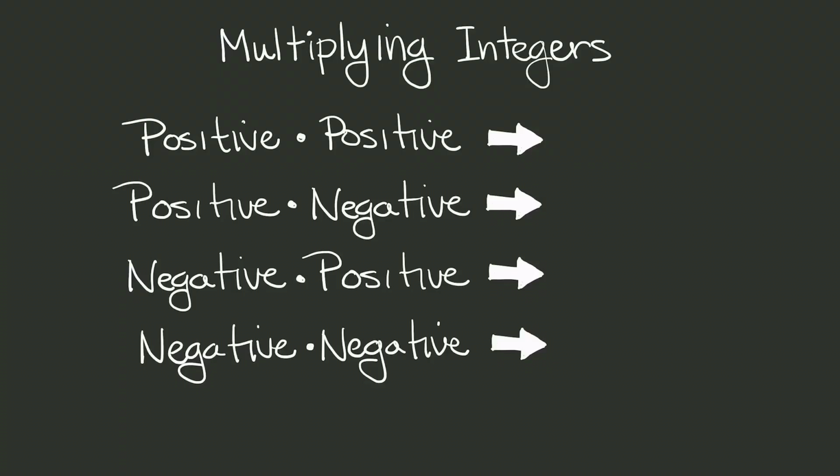When multiplying integers, the result can be either positive or negative. If you multiply two positive integers together, the result will be positive. But if you multiply a positive and a negative integer together, you're going to get a negative.